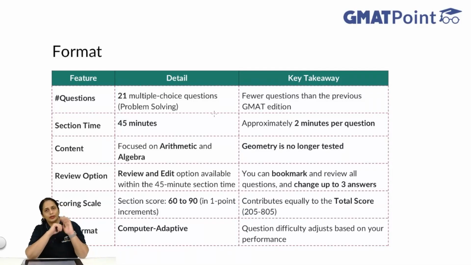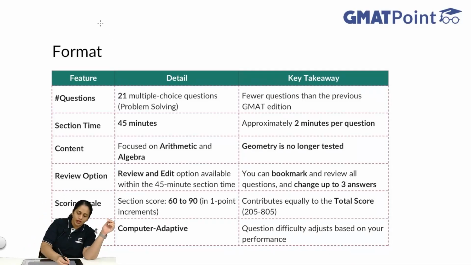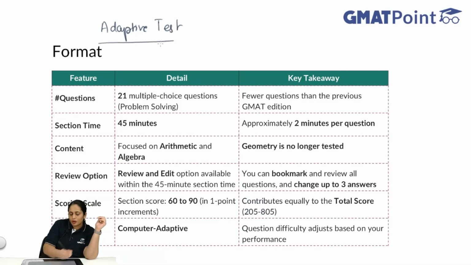So firstly, there are 21 questions. This is an adaptive mock. So if you have taken any other test, an adaptive test is very different from a normal test. And I'll tell you the key differences.